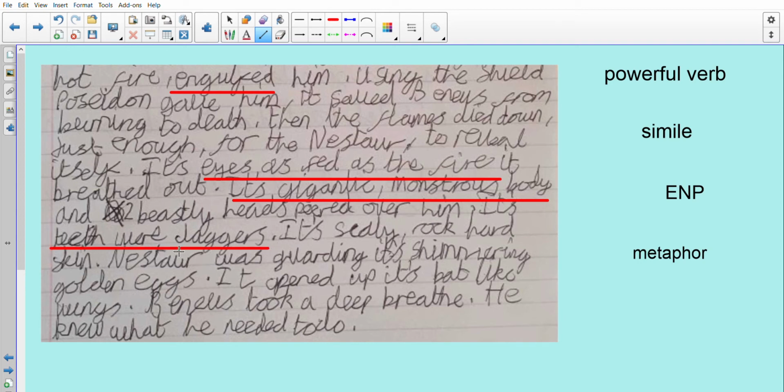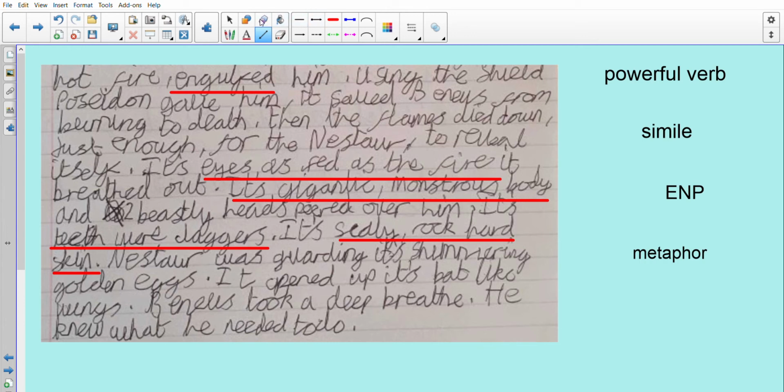It's not saying the teeth were like daggers, it's saying they were daggers. Not literally, but that's how we use a metaphor. Its scaly, rock-hard skin, another expanded noun phrase there, lots of description. Or I'd say it had scaly, rock-hard skin. Nestor was guarding its shimmering golden eggs. It opened up its bat-like wings.